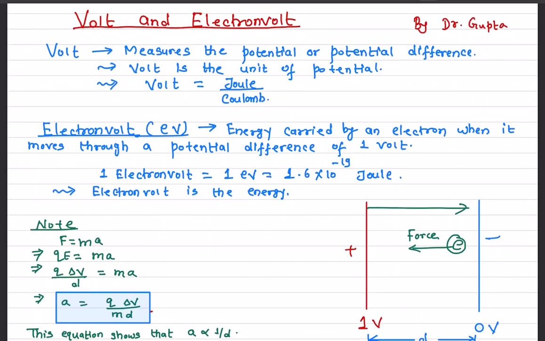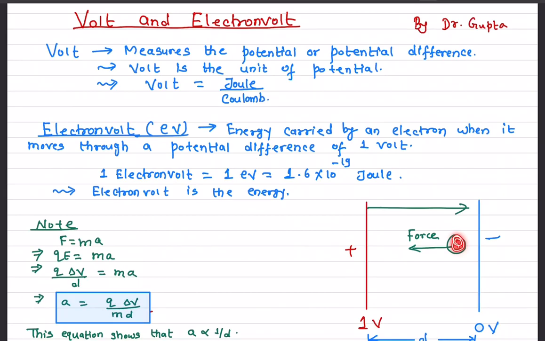In this video, I'll be talking about the volt and the electron volt. The volt is the measure of the potential or the potential difference. In other words, the volt is the unit of potential, which is joule per unit coulomb. Joule again is the unit of energy. Electron volt is, in fact, energy.